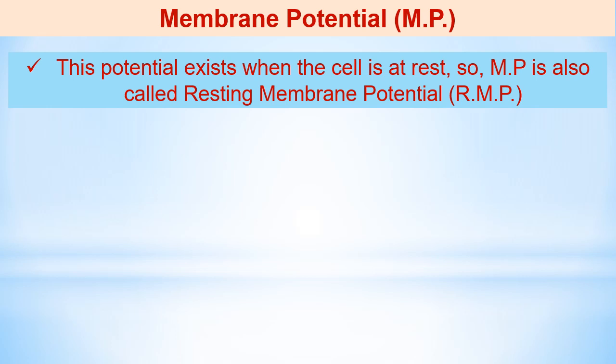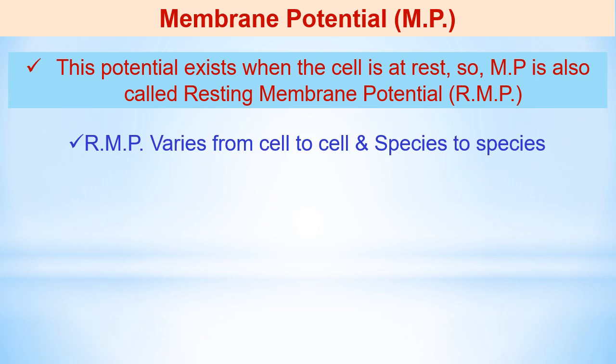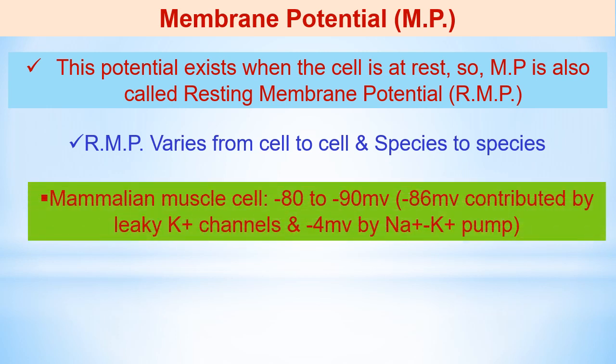The potential difference that exists across the plasma membrane exists when the cell is at rest, and that's why membrane potential is also called the resting membrane potential. This resting membrane potential varies from cell to cell and species to species. In a mammalian muscle cell, the resting membrane potential may range from minus 80 to minus 90 millivolt, where minus 86 millivolt is contributed only by the leaky potassium ion channels, while only minus 4 millivolt is contributed by the sodium-potassium pump.